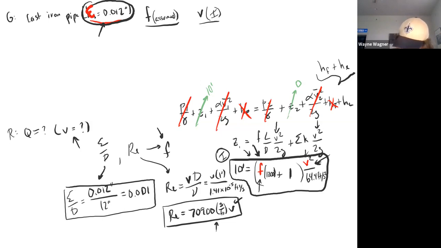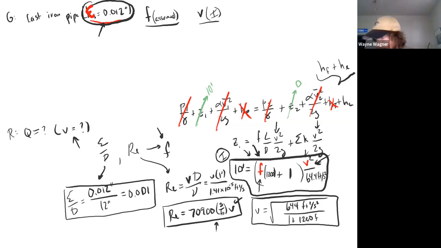So V equals the square root of 64.4 times 10, which is 644, feet squared per second squared, over 1 plus 1,200 F. This is equation 1, unless I made an algebraic error, which is, of course, my forte, right? All of our fortes, we all make algebra errors.